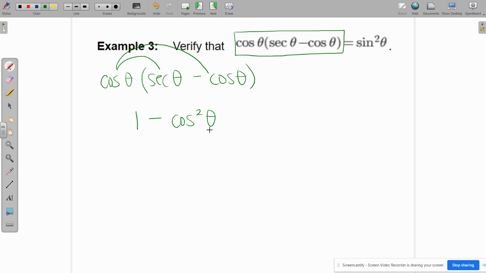And this is a Pythagorean identity. 1 minus cosine squared is sine squared of theta. And so we would be done.